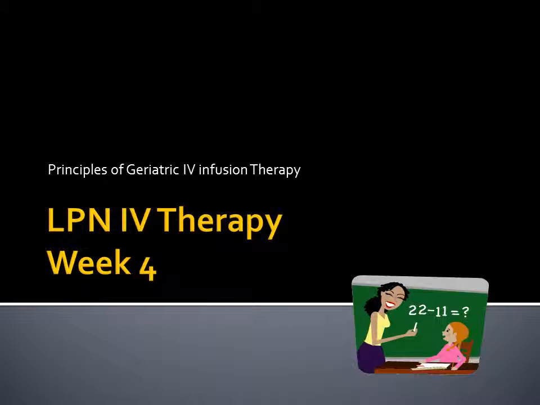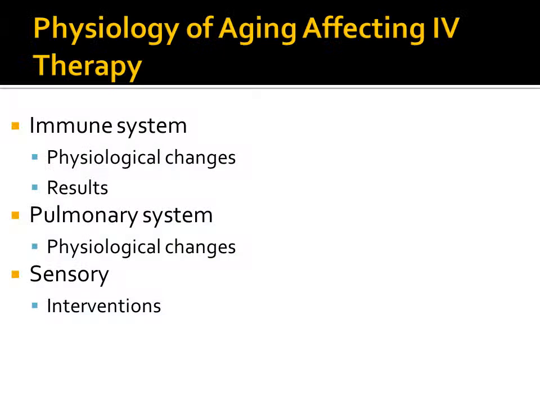Principles of Geriatric IV Infusion Therapy. With the geriatric immune system, physiological changes include the immune system becoming hyporesponsive to foreign antigens, a decreased number of circulating lymphocytes, and the immune system becoming hyperresponsive to itself, which results in resistance to infection.